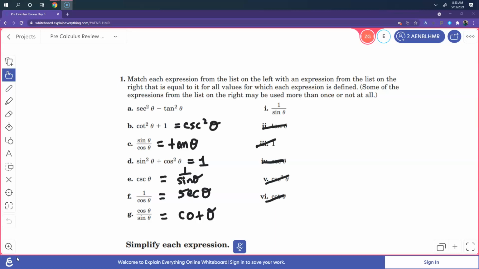I'm going to do this one over here on the side. We know that secant squared theta is 1 plus tangent squared theta, minus tangent squared theta. And we know that tangent squared theta minus tangent squared theta cancels, so this would be equal to 1.